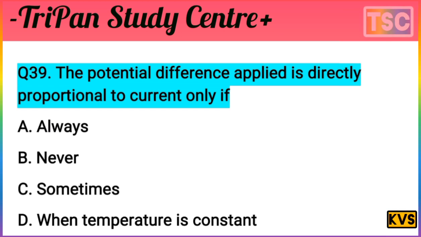The potential difference applied is directly proportional to current only if... not always here. B, never, nothing is never here. Sometimes, that's the wrong answer. When the temperature is constant, that's the important answer. The potential difference applied is directly proportional to current only when the temperature is constant. It means option D is correct for this question. That's important. Let's see the next question.